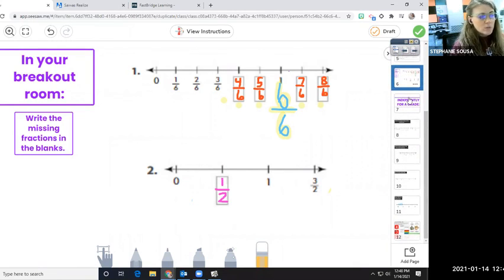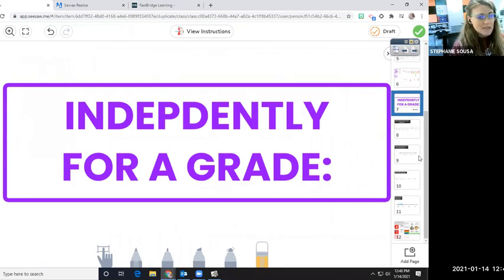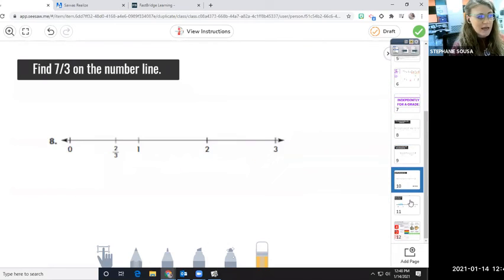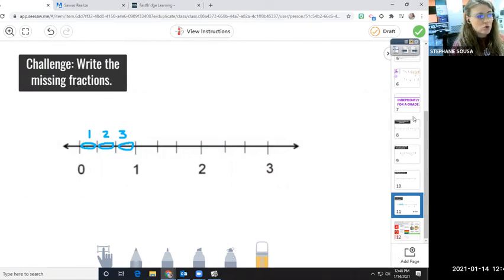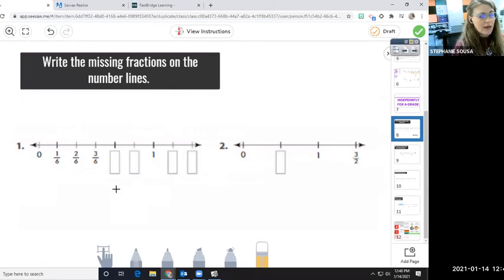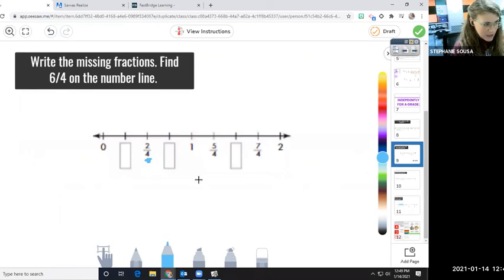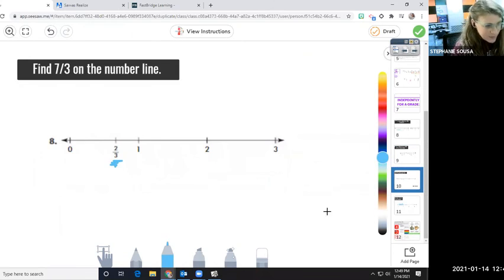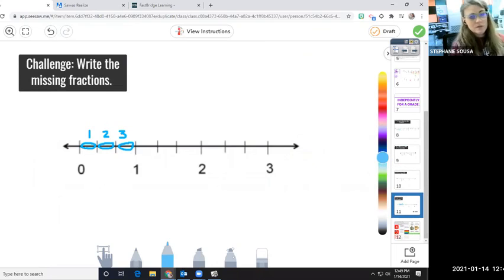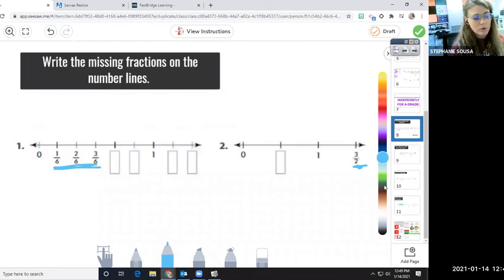Your work is going to be on the rest of the slides. Slide 7 says independently for a grade. You are going to complete 4 slides today for a grade. Slides 8, 9, 10, and 11. I want to remind you that the denominator tells you into how many parts. Look at that denominator. Denominators are going to help you.